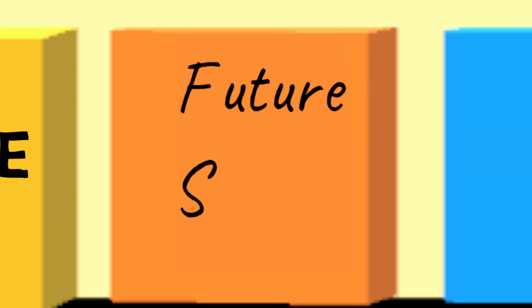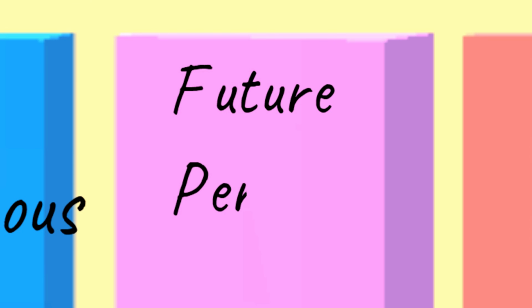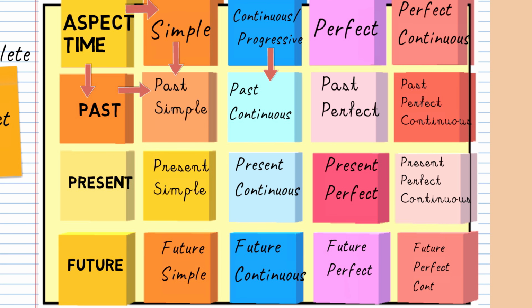In the same way, we can make future tenses with the future time combined with these 4 aspects. Here you can pause the video if you want more time to look at the table. Now you know there are 12 tenses in English and how they are formed by combining 3 times and 4 aspects. It's essential to have some kind of understanding of these 4 aspects now.